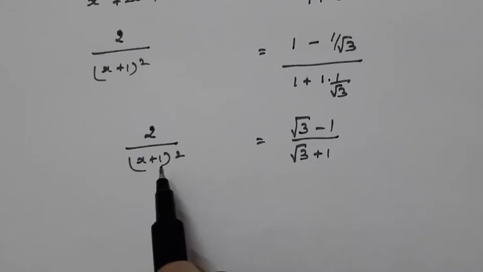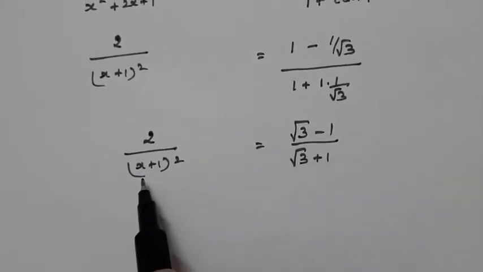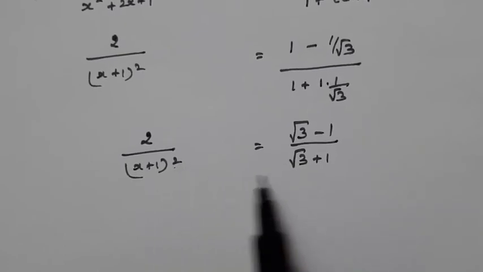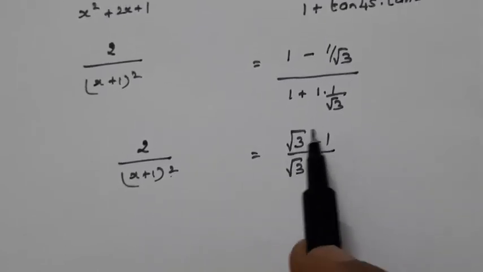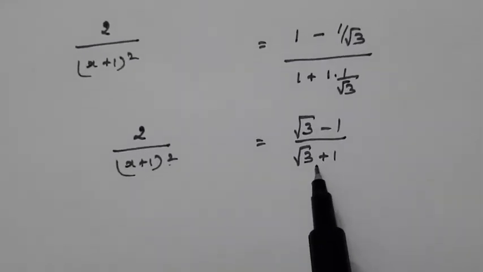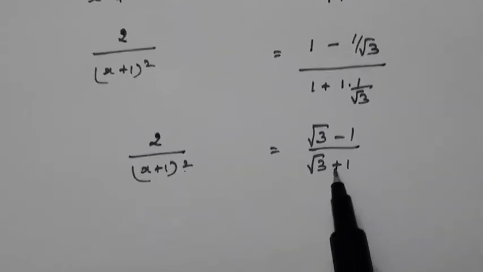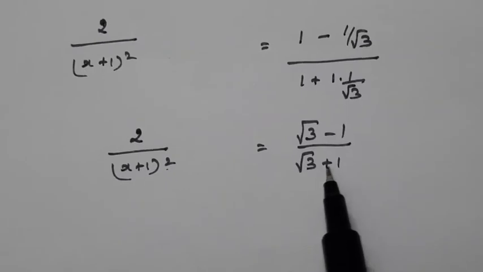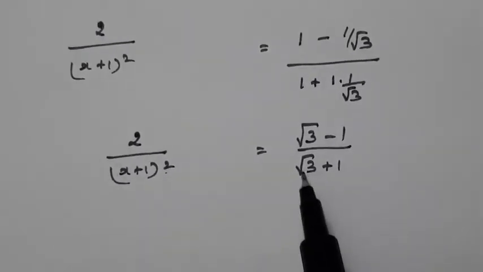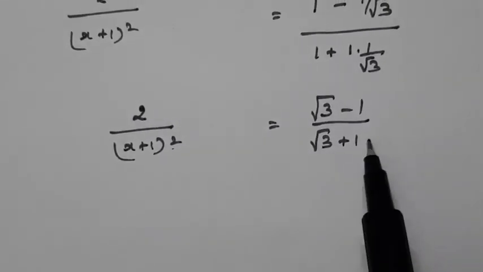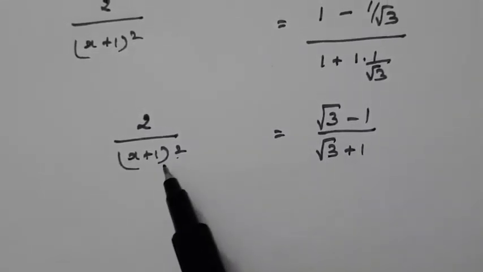Now from this equation you have to get the value of x. As here we get a perfect square, if you express the right hand side denominator also as a perfect square, then it would be easy for us to get the value of x. So usually what we do, we multiply by the conjugate of the denominator. What is the conjugate of the denominator? Root 3 minus 1. If you multiply and divide by root 3 minus 1, we won't get the denominator as a perfect square.